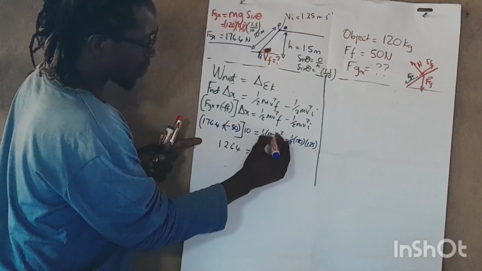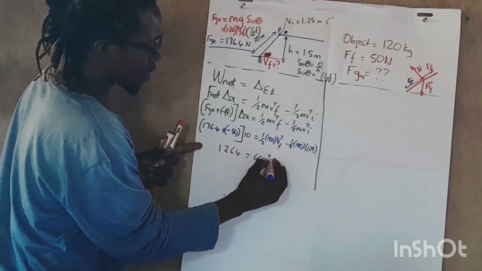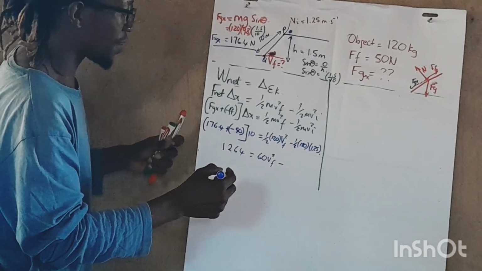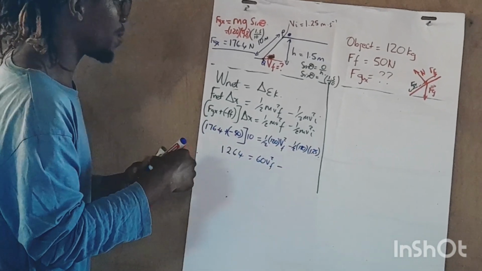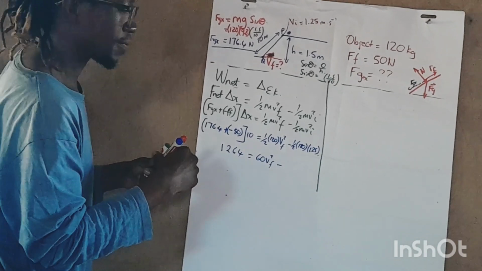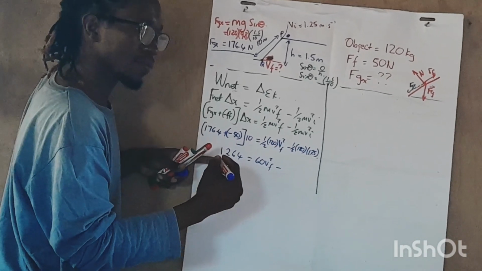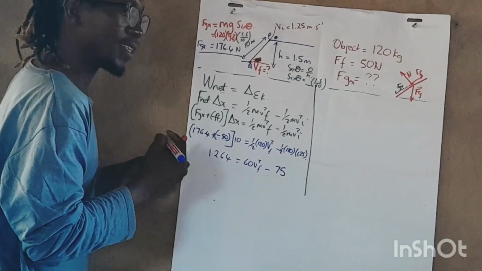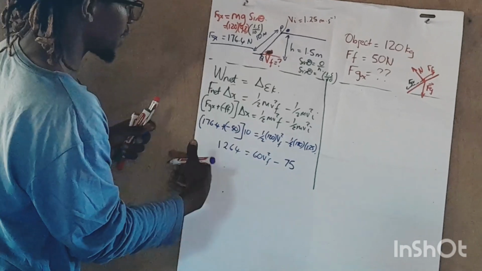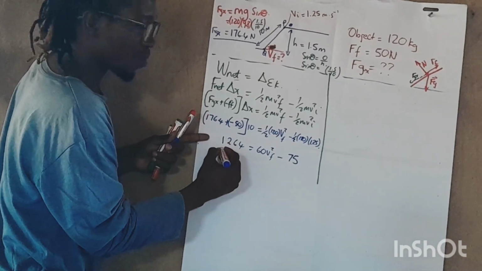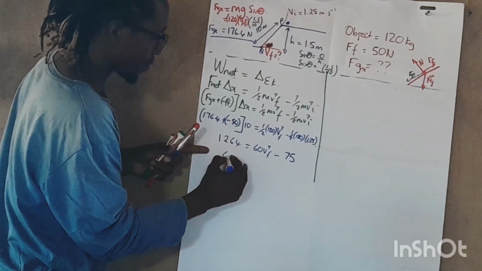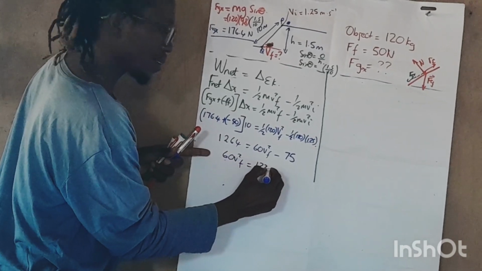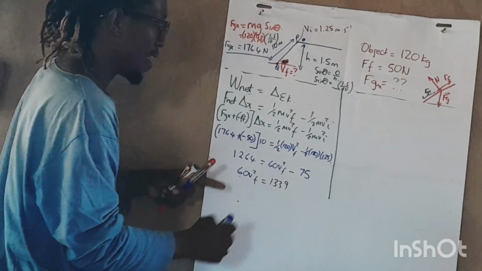This equals half of 120, which is 60, times v squared final, minus 60 multiplied by 1.25 squared, which is 75. Then we bring 75 to this side and it will add. So 1264 plus 75 is 1339, and then we divide by 60.